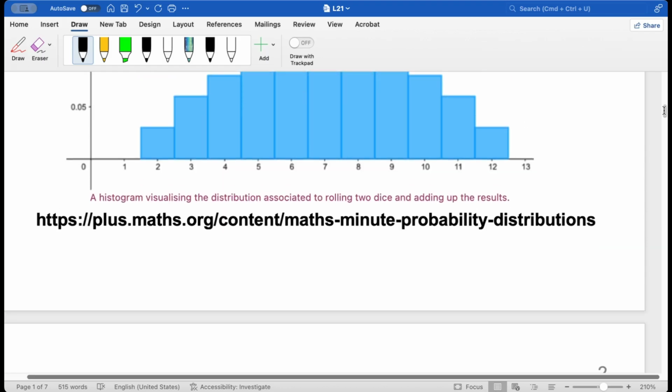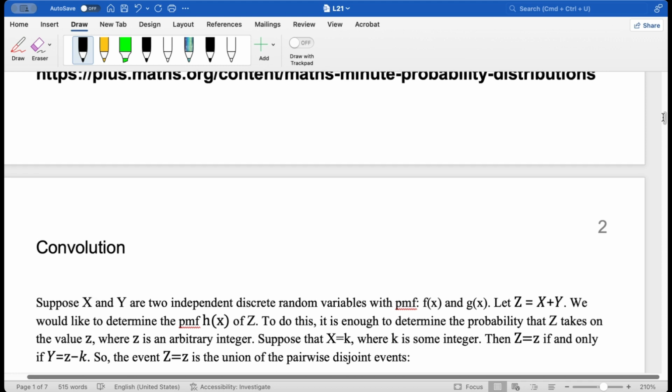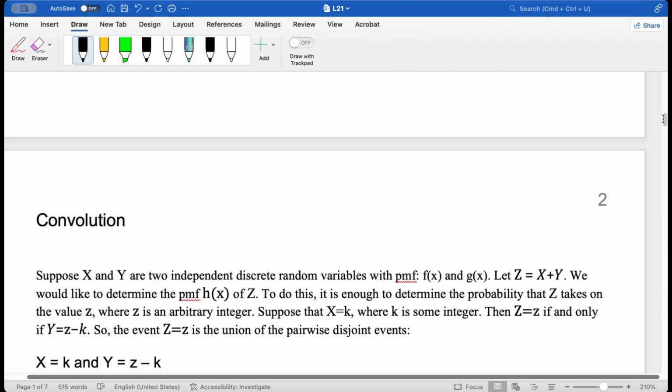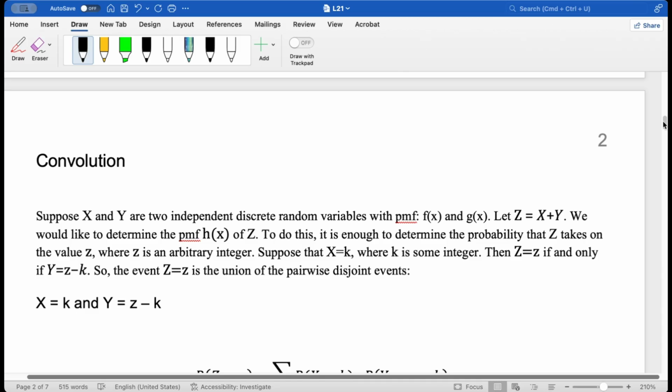All right, so one technique for finding the PMF of a sum of variables is to compute what's called the convolution. So we'll take a look at that. If we look at two independent discrete random variables, x and y, each has its own probability mass function, PMF, and z is the sum, x plus y. We want to find the PMF of z. We can call that h.